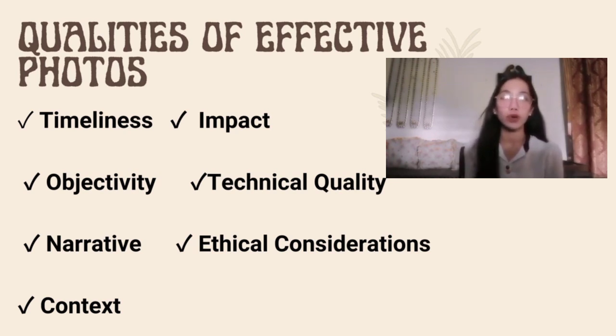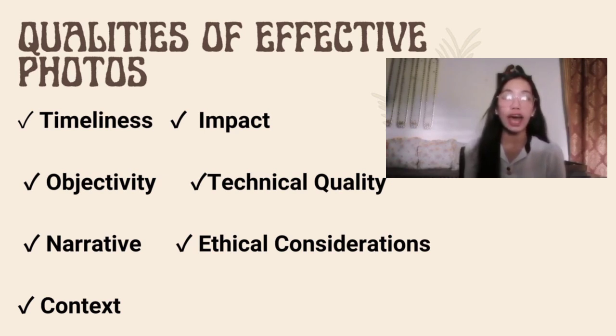The first one we have here is timeliness. When we say timeliness, the photograph should capture a moment that is relevant to current events. It needs to be of the moment, providing visual evidence of what's happening. So think of it as a visual news report.